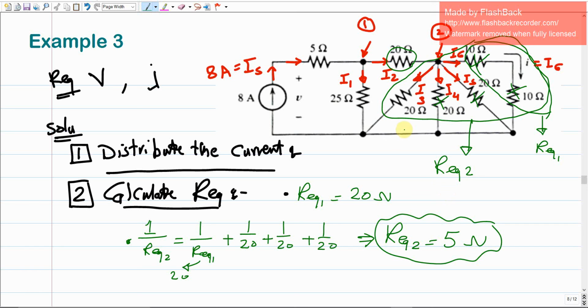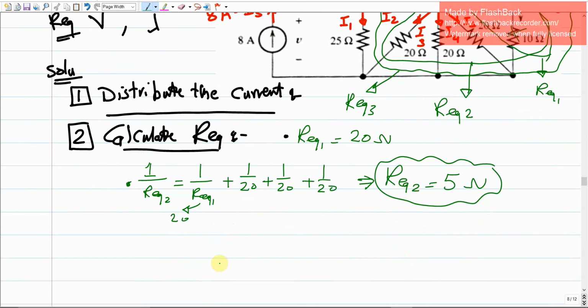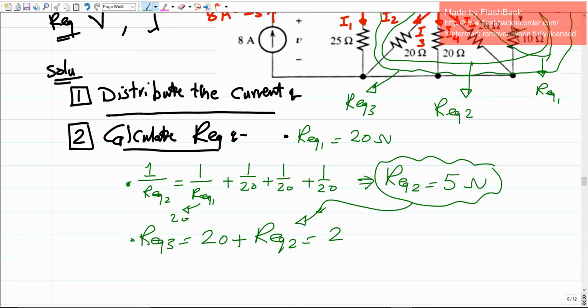Why? They do have the same current. So what does it mean? It means that it is fine to combine. We can calculate a third R equivalent. R equivalent 3 is going to combine all of these resistances, including the 20. So R equivalent 3 is going to be the 20 plus the R equivalent 2, which we just got, which is 5. So this is going to be 25 ohms.